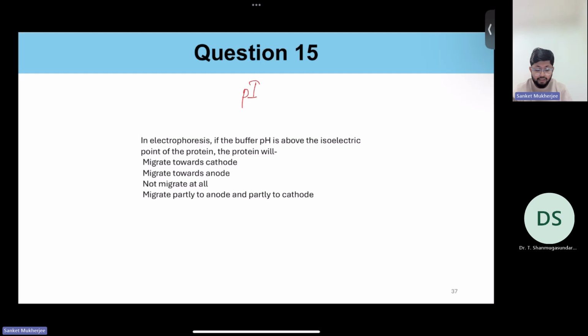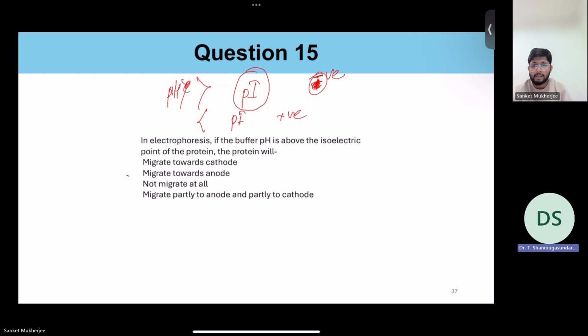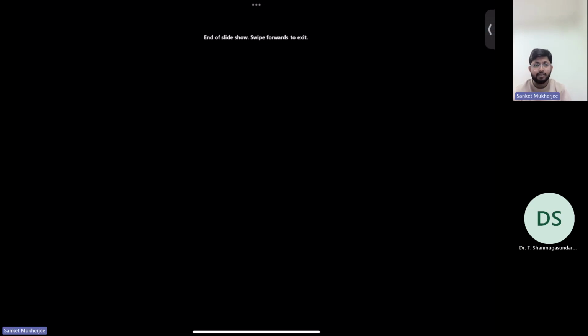So isoelectric point is the point at which the charge of the protein is neutral, right? At a pH higher than the isoelectric point, the protein has a positive charge, right? If it is less than, sorry, it has a negative charge. Not a positive charge, it has a negative charge. pH less than pI, then we have a positive charge. So a negative charge will move towards the anode. Clear? Okay. With this, we are done with today's session as well.